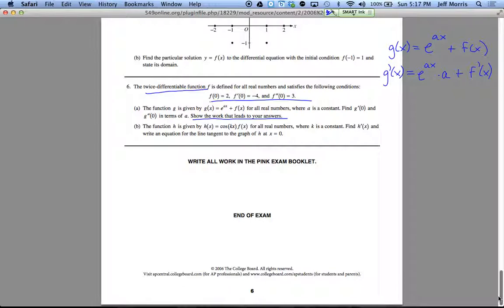All right, now, can you find g prime of 0 now? Absolutely, just start plugging in. Everywhere there's an x, put in a 0. Don't think about it, even if you still don't know how to do it. As soon as you plug in 0, I guarantee you're going to know how to do it.